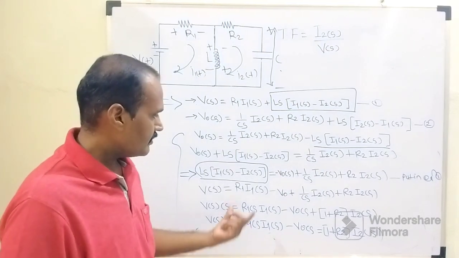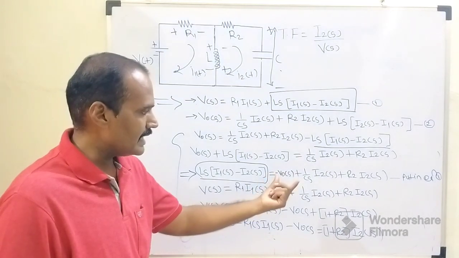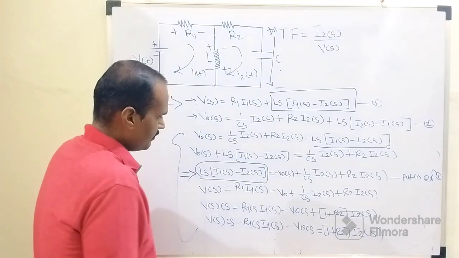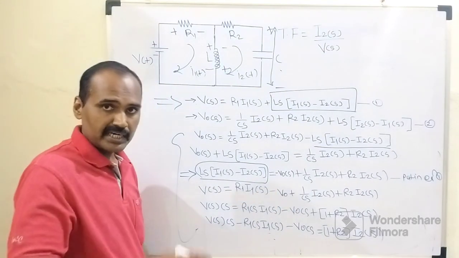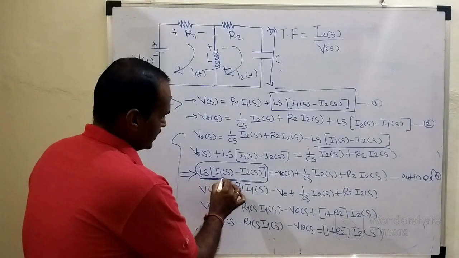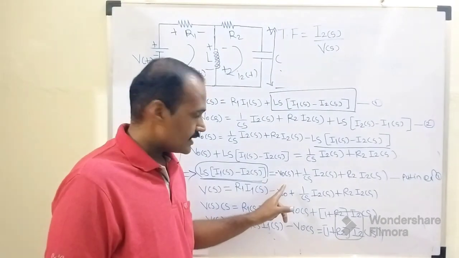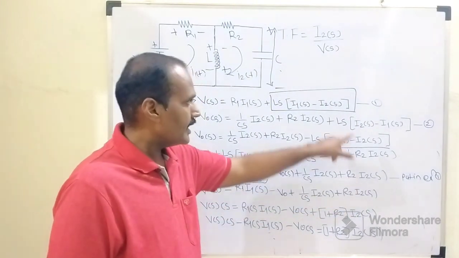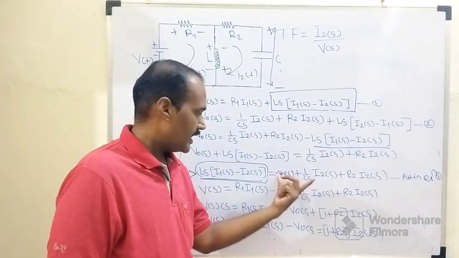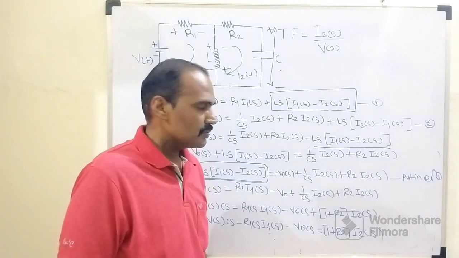Then after that, to both sides, we need to consider the significance of the LCM, that is nothing but Cs. So it will get cross multiplied with each and every term. But before that, what we need to do? We need to replace this term Ls times I1 of S minus I2 of S. This entire value is to be substituted in equation number 1, meaning this whole term is represented with the remaining term minus V0 of S plus 1 over Cs times I2 of S plus R2 into I2 of S.